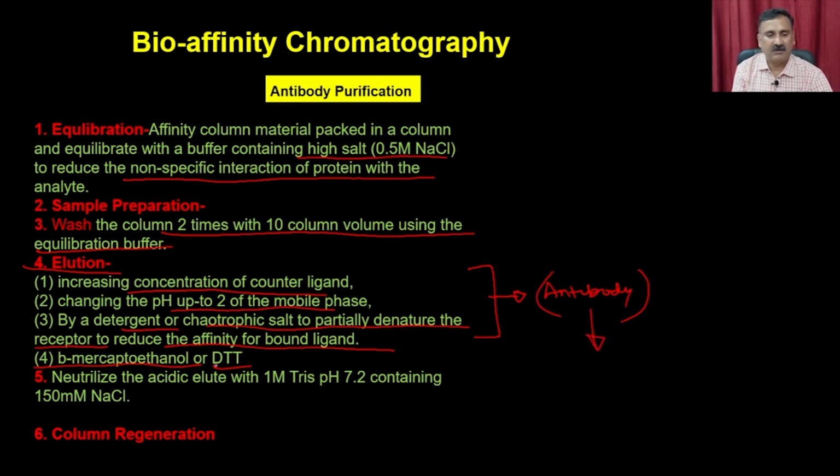Once this has been done, you can neutralize the acidic eluate with the help of 1 molar Tris containing pH 7.2 and 150 millimolar salt. And once you are done with the purification, you have to do the column regeneration.